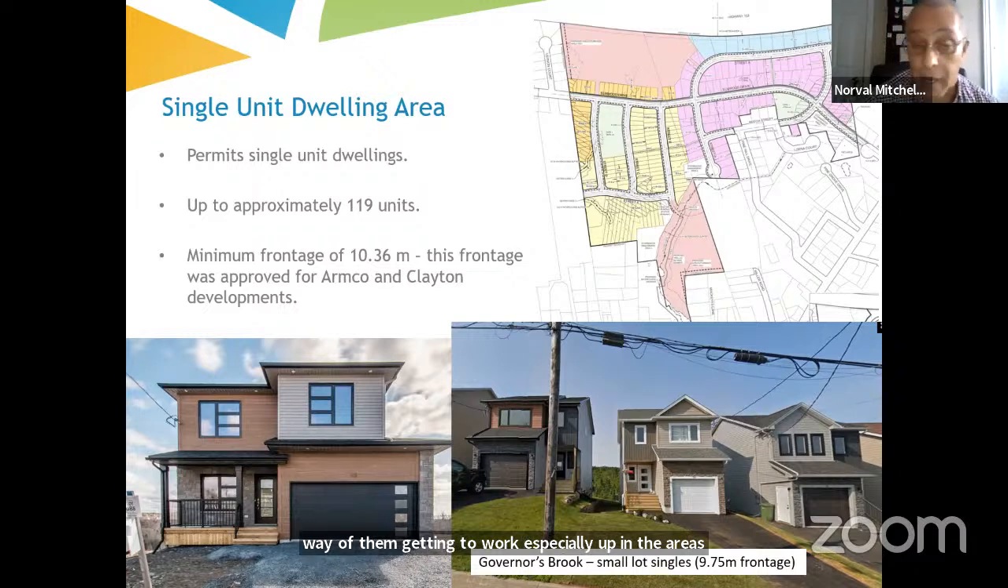My question to staff is if they can give me an idea what the length of the build-out would be.